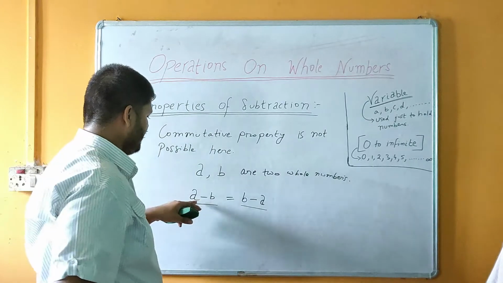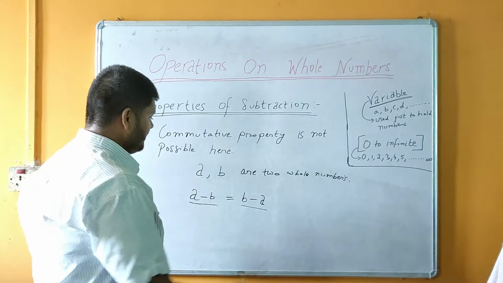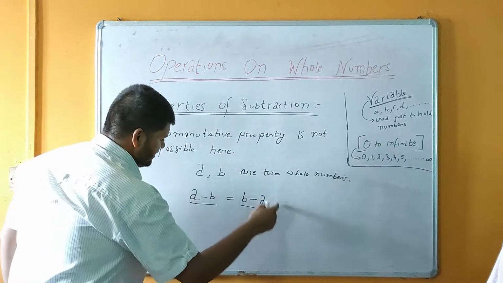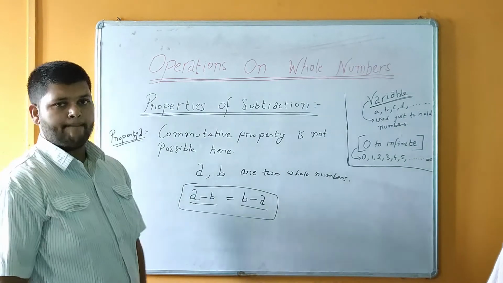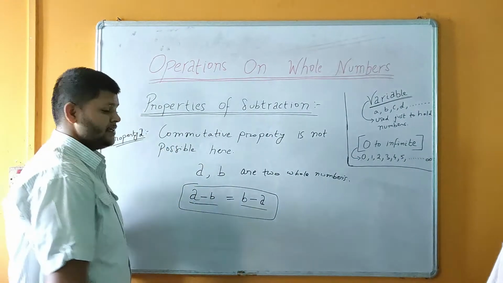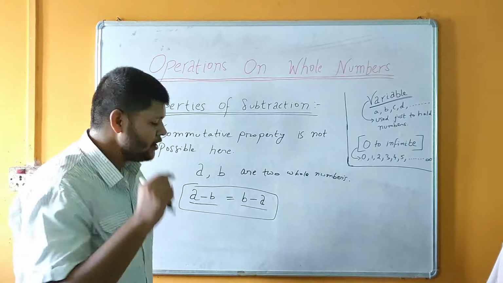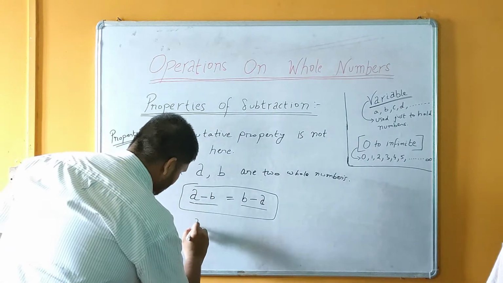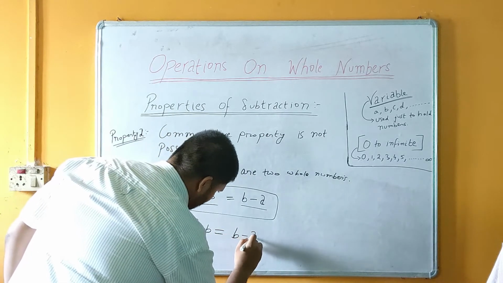Then we can say that these two expressions are equal, and we can conclude that this will be a commutative property. But in case of subtraction, while performing subtraction on whole numbers, you cannot write A minus B equal to B minus A.